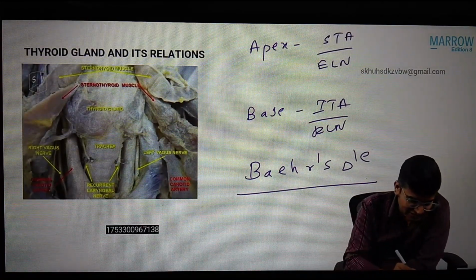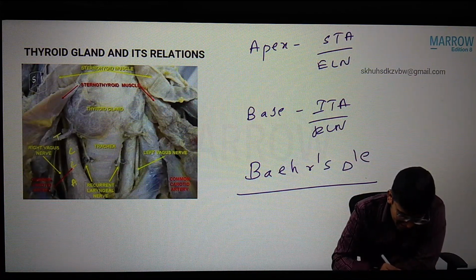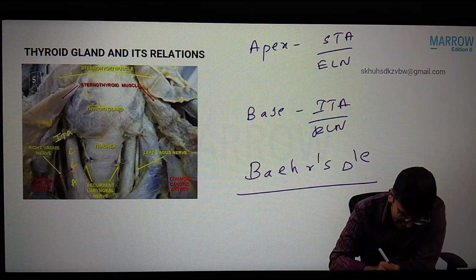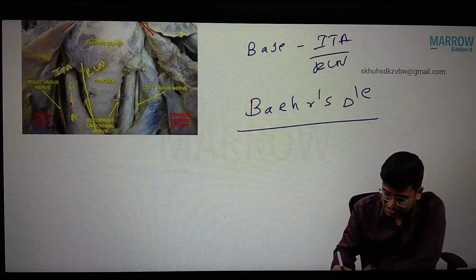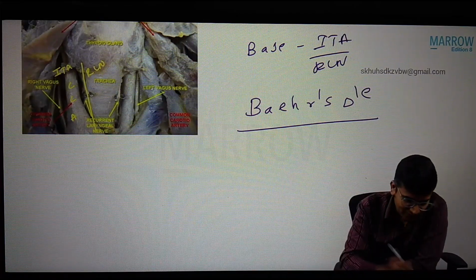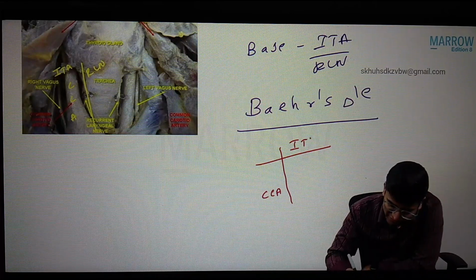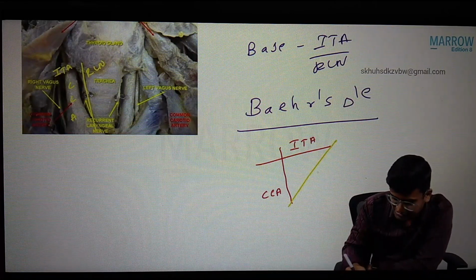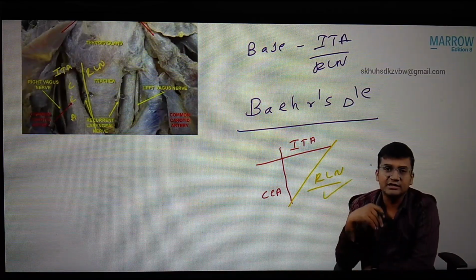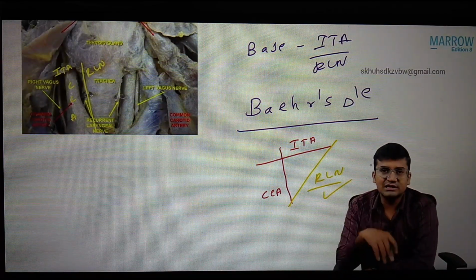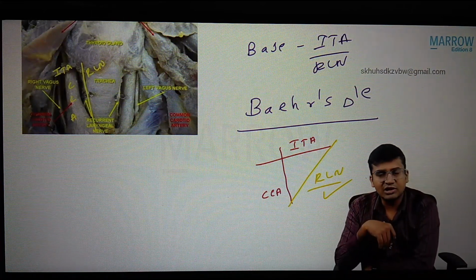In the diagram, we are seeing the common carotid artery, here the inferior thyroid artery, and this is our recurrent laryngeal nerve. This is the boundary of Beahrs' triangle. So by defining this triangle, we can identify the position and location of the recurrent laryngeal nerve, and damage to the recurrent laryngeal nerve can be prevented. Yes, so that's all about the thyroid gland.